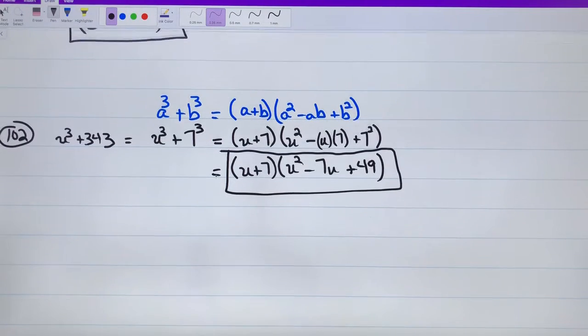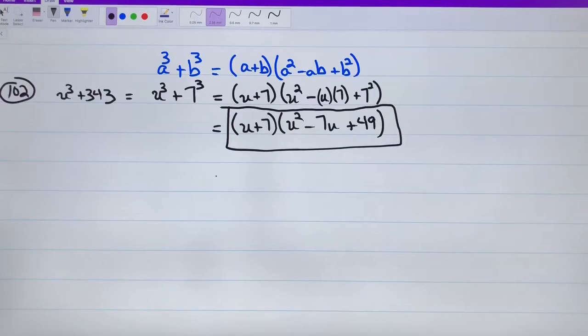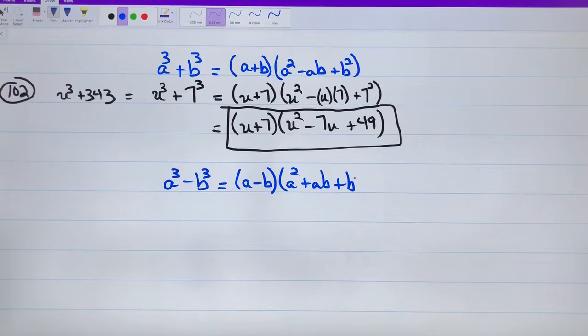And with regard to number 106, here we have working with the difference of cubes. So we have a to the third minus b to the third, and the factorization is the quantity a minus b times that of a squared plus ab plus b squared.